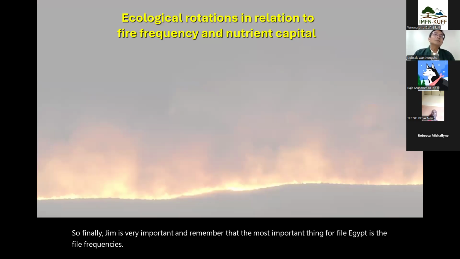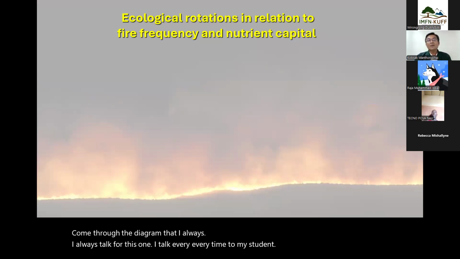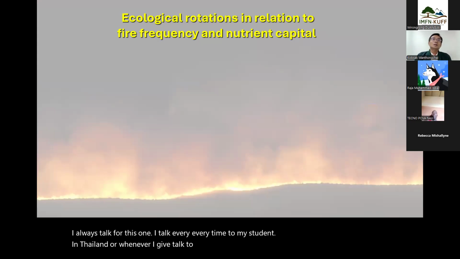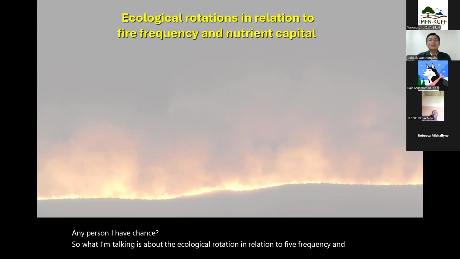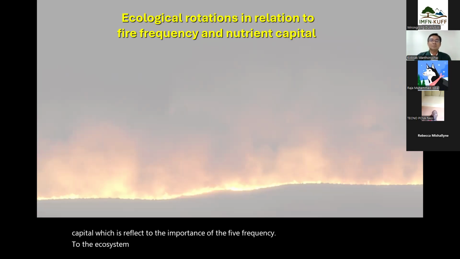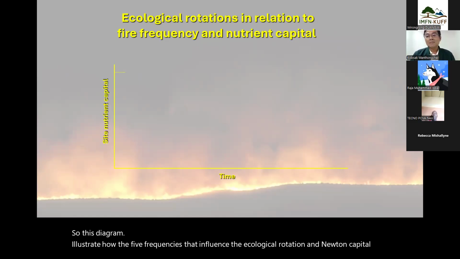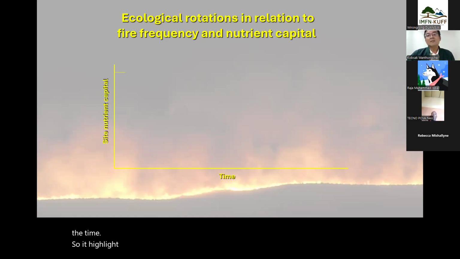So next comes the diagram that I always talk about. I talk about it every time to my students in Thailand, or whenever I give a talk to anyone I have the chance. What I'm talking about is the ecological rotation in relation to fire frequency and nutrient capital, which reflects the importance of fire frequency to ecosystem health. This diagram illustrates how fire frequencies influence the ecological rotation and nutrient capital over time. It highlights the balance needed between fire use and ecological sustainability.